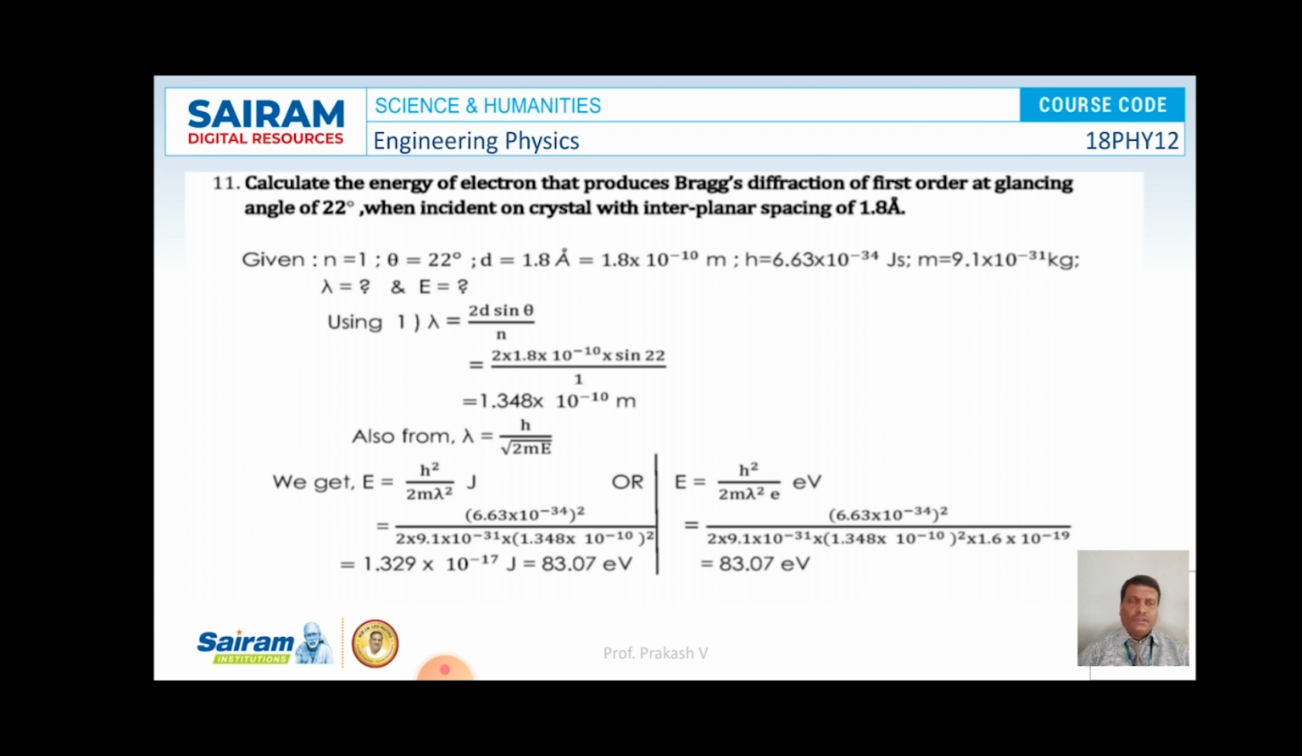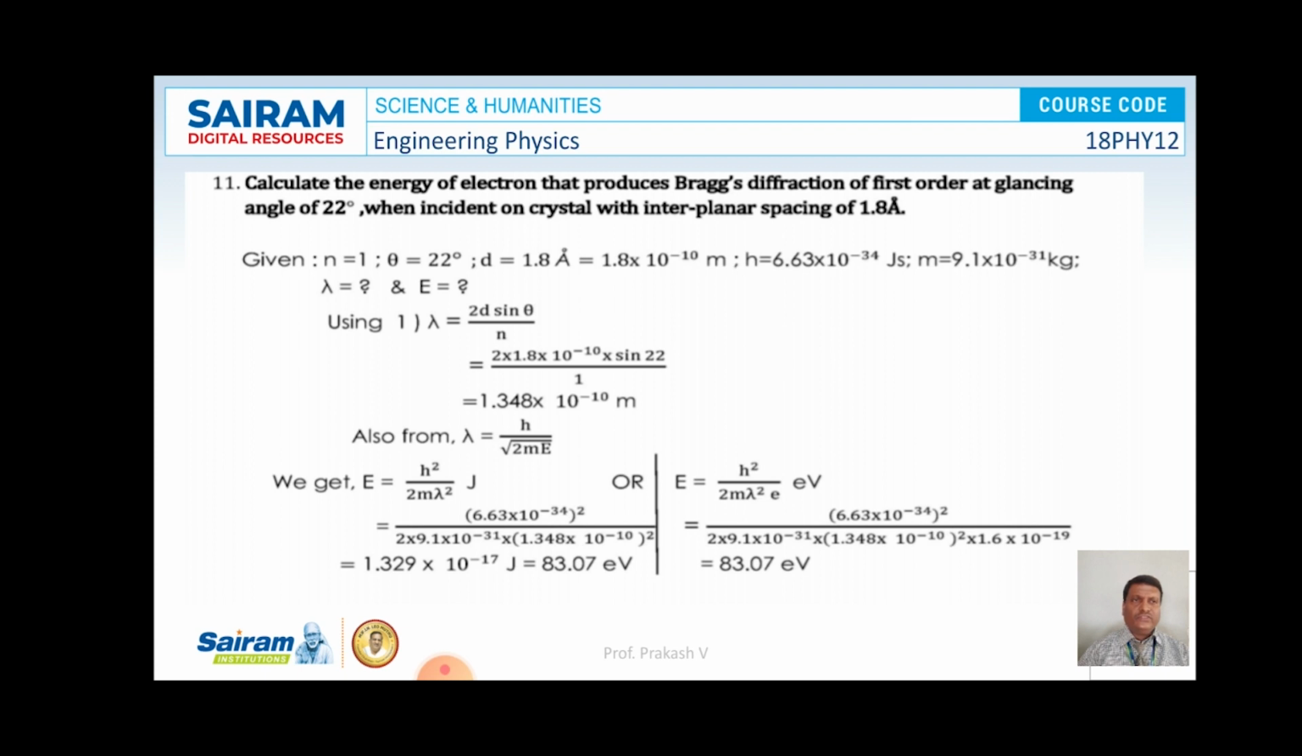And we know that lambda is equal to h by square root of 2mE. So the value of E can be written as h square by 2m lambda square, so many joules, or E is equal to h square by 2m lambda square into e, so many electron volts. In both cases, if you substitute the value of h, m and lambda square and also the value of e, on simplification the value of E is found to be 1.329 x 10^-17 joules.